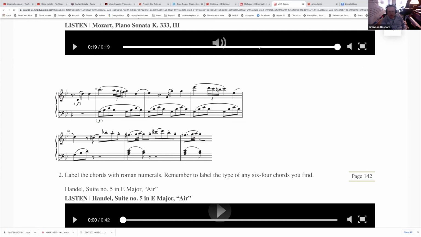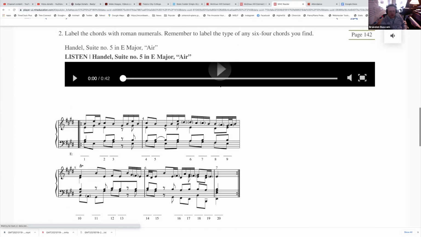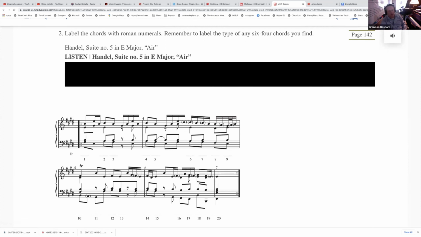Number 2. Handel. Suite Number 5 in E major. Love this one. Self-test 9-1-A-2.